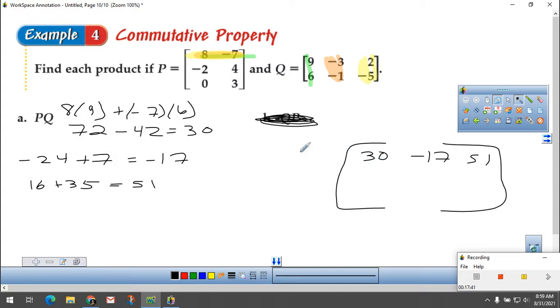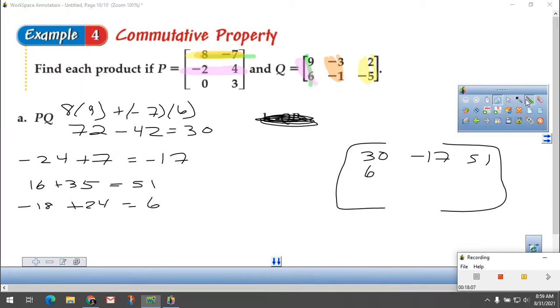Alright, and so now we're done with the first row, so now we can skip down to the second row, but now the first column. So I'm going to have negative 2 times 9, so that's negative 18, plus 4 times 6, so that's 24, then negative 18 plus 24 is 6.